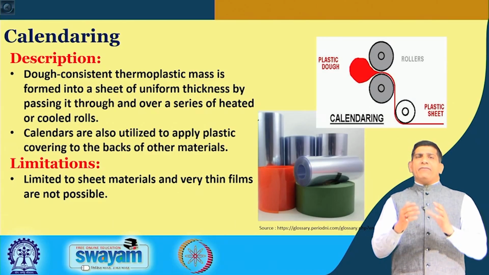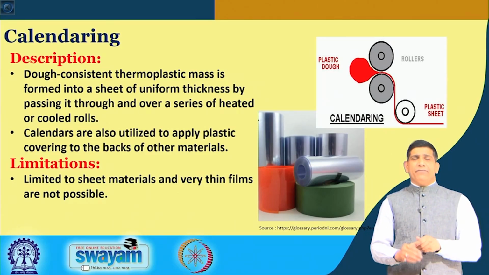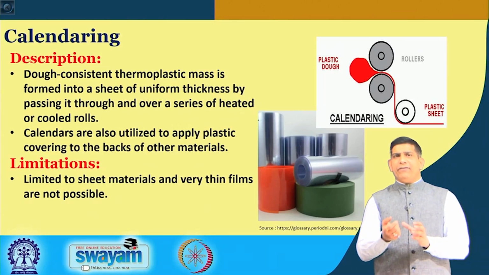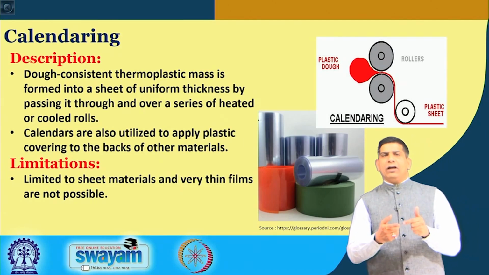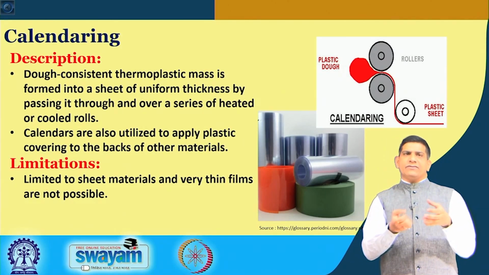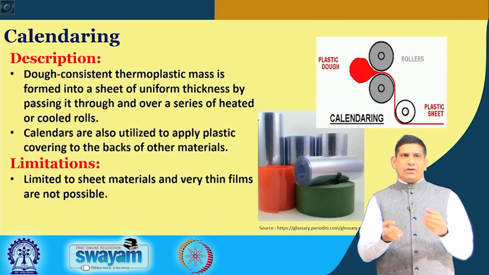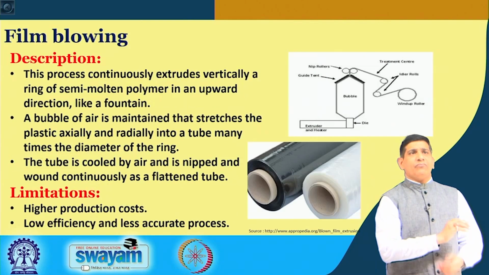But for every process there are limitations. So similarly here we have some limitations: very thin films are not possible. It has to be a certain thickness, because in a very thin film, it will not withstand the stress that goes through this calendaring process, and it may tear apart. So that's why you need to have a certain thickness.